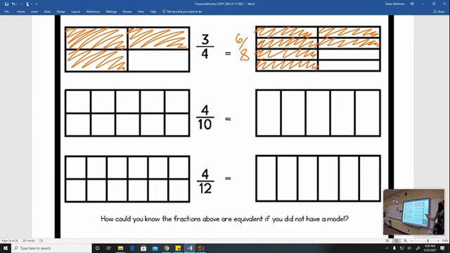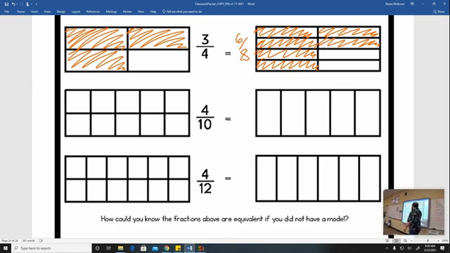And what's our relationship between 3 and 6? That's right. And how is 4 related to 8? That's right. So 3 times 2 equals 6, 4 times 2 equals 8. We found another common factor there, right?